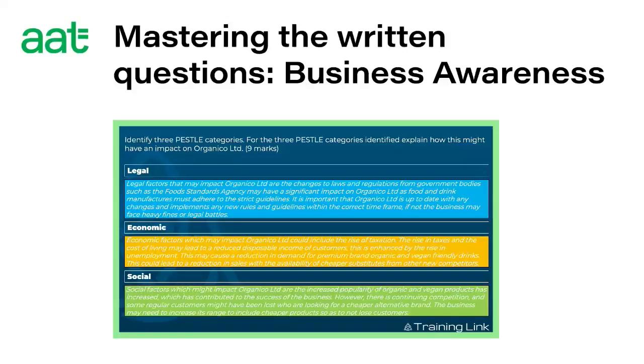And then lastly, we have social. So again, we've highlighted why this category fits in social. So social factors which might impact Organico Limited are the increased popularity of organic and vegan products, which has increased and has contributed to the success of the business. However, there is continued competition, which again, taken straight from the scenario, and some regular customers might have been lost who are looking for a cheaper alternative brand. The business may need to increase its range to include cheaper products so as not to lose customers.